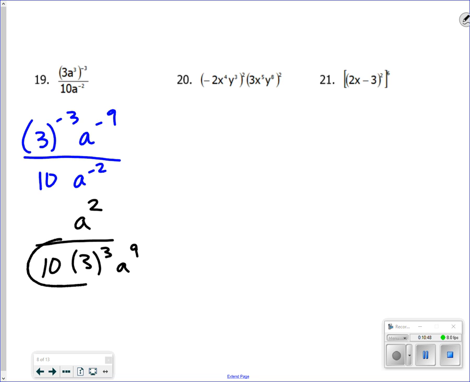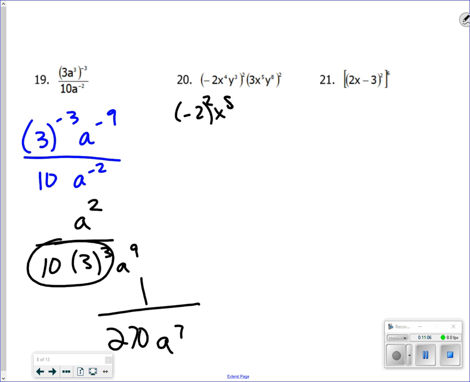Both of these are already on the bottom now. So 3 to the third is 27 times 10 is 270. A to the second, a to the ninth makes a to the seventh. Now there's nothing left on top, so just leave it as a 1.